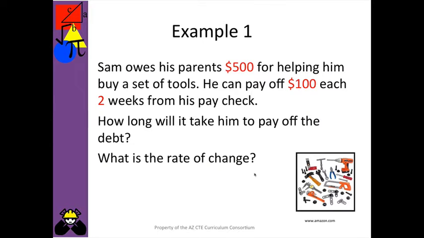Welcome back. Example 1. All right, please fill in the missing values on your note taker. It says Sam owes his parents $500 for helping him buy a set of tools. He can pay off $100 each 2 weeks from his paycheck because he only gets paid every other week. The question is going to be, how long will it take him to pay off the debt, and what is his rate of change? So after you fill in those 3 values, we'll go on.